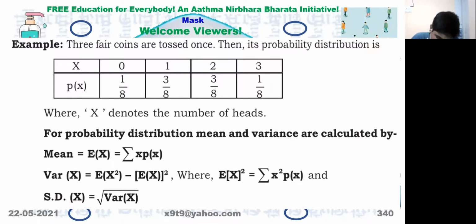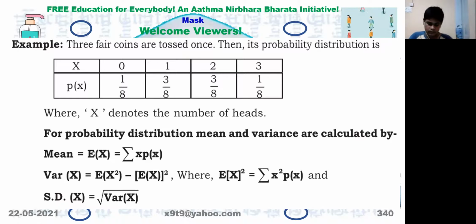Fourth column heading is x into px. Fifth is x square into P of X. I told you to make a fresh table. First column heading is x. Second column is p within bracket x, so it is called p of x. Third one is x square. Fourth is x into px. Fifth is x square into px.